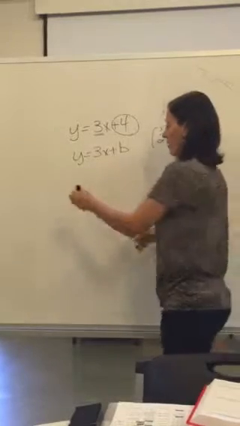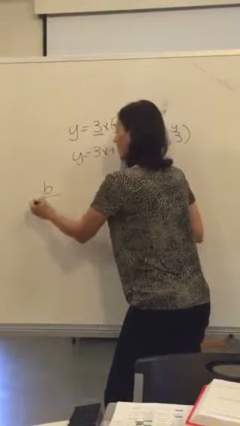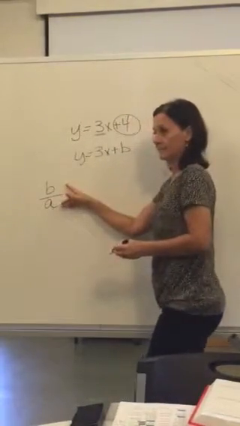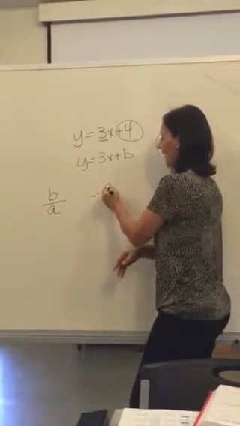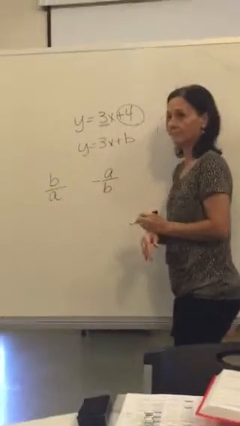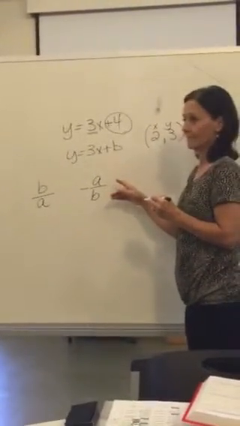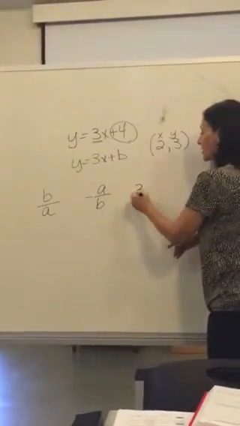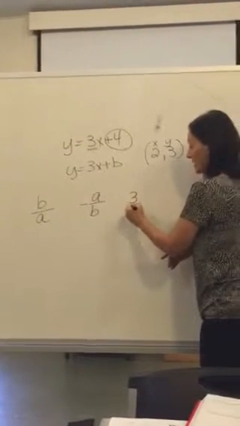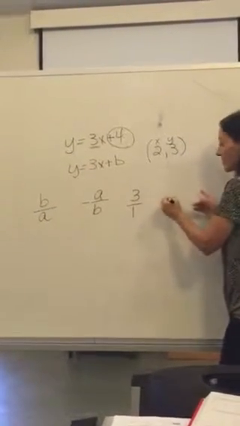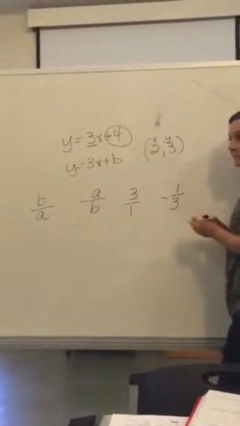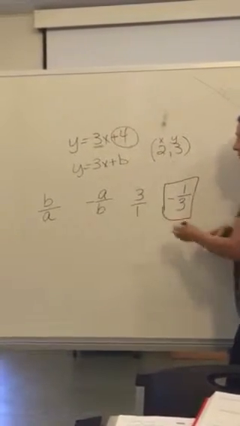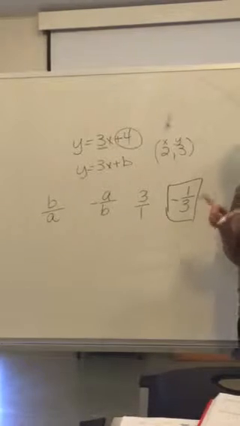Okay? So, if I have b over a, the negative reciprocal of that is negative a over b. So the problem that you just did, it would be negative 1 over 3? Exactly. The reciprocal of 3, which is 3 over 1, the negative reciprocal is negative 1/3. And that would be my new slope, to find a line that is perpendicular to it.